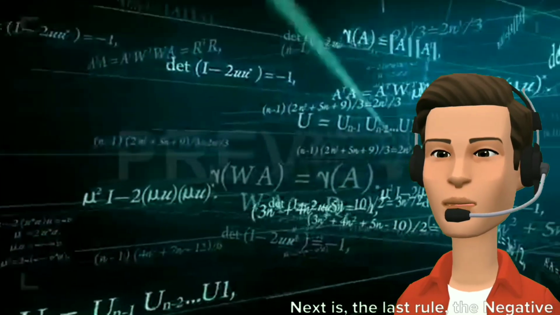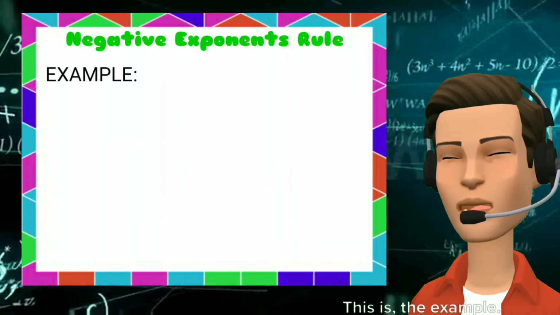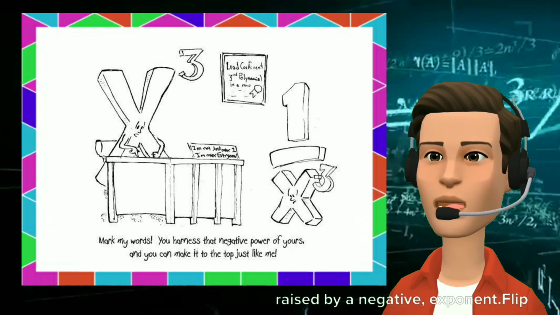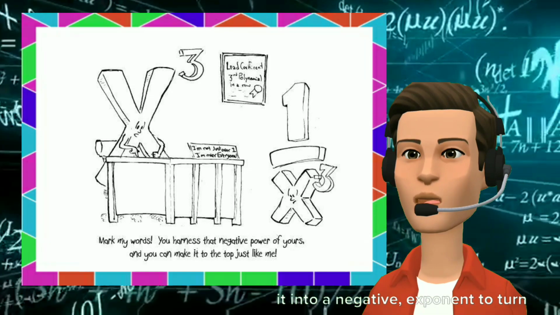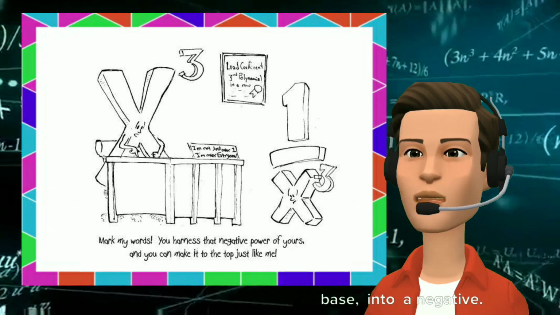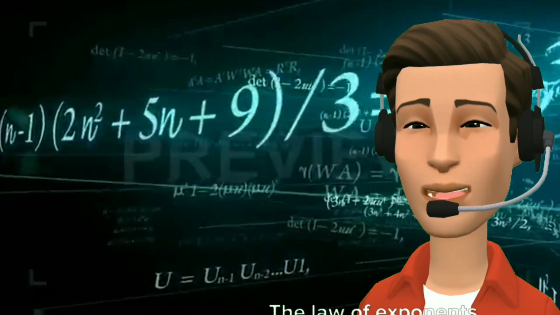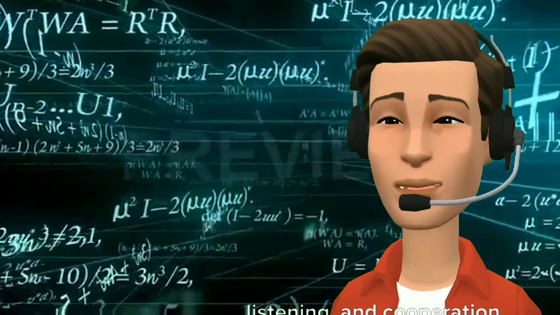Next is the last rule, the negative exponents. This is the example. When a number is being raised by a negative exponent, flip it to turn the negative exponent into a positive. That's all for today's lesson, students. The law of exponents. Okay students, thank you for listening and for your cooperation.